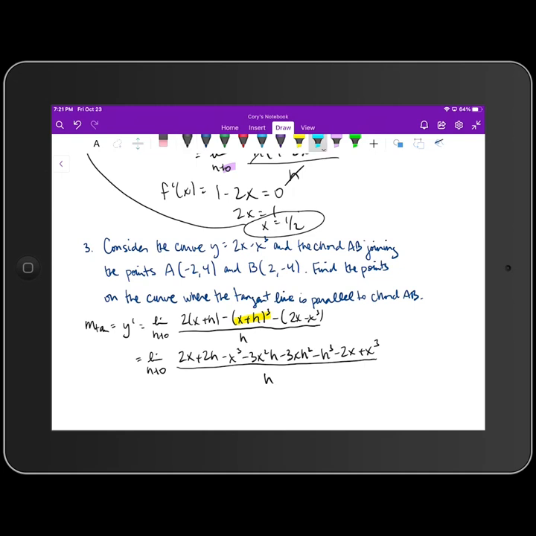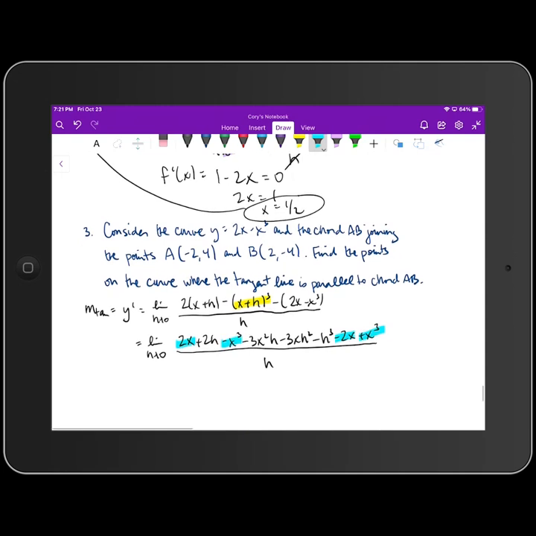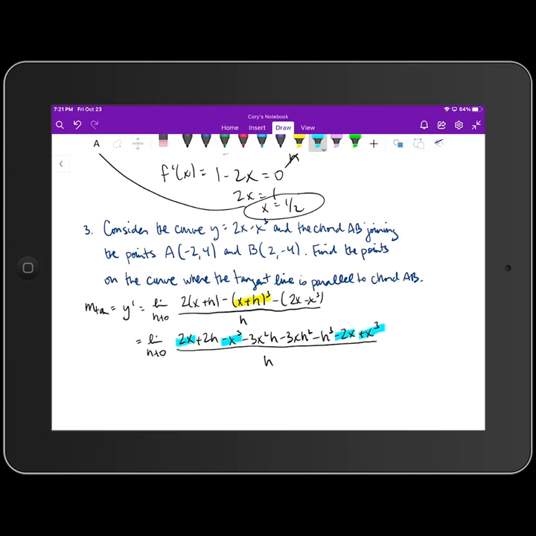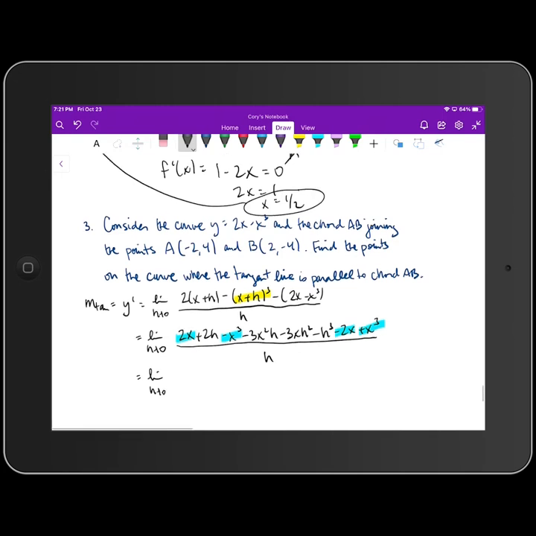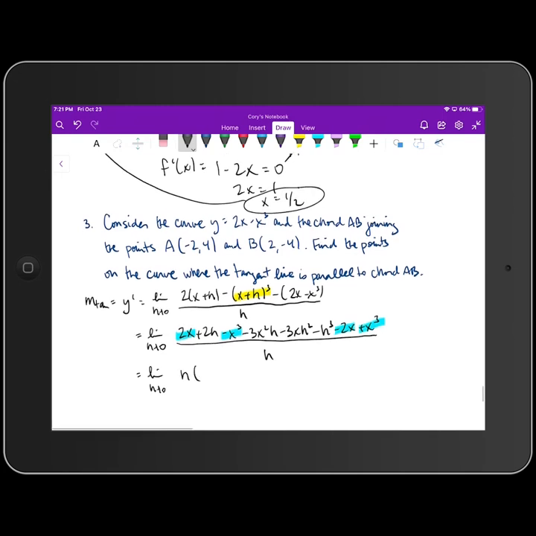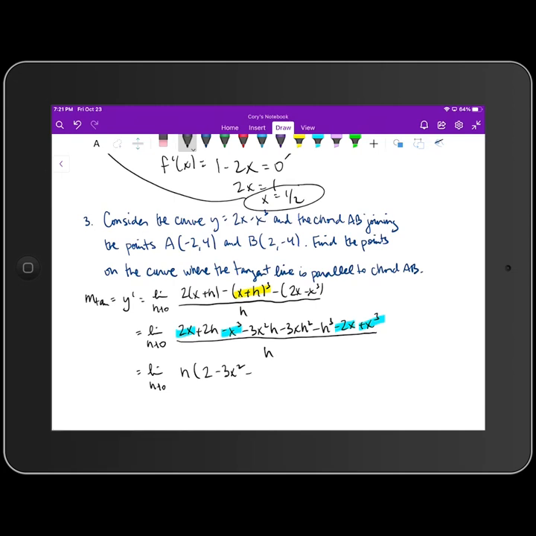Okay, so let's look at what terms we can get rid of. So we have a positive 2x and a negative 2x that we can get rid of, and a negative x cubed and a positive x cubed that we can get rid of. And then again, if we did the difference quotient correctly, we should be able to factor an h out of the numerator, which we can. So that gives me h times (2 minus 3x squared minus 3xh minus h squared), all over h.